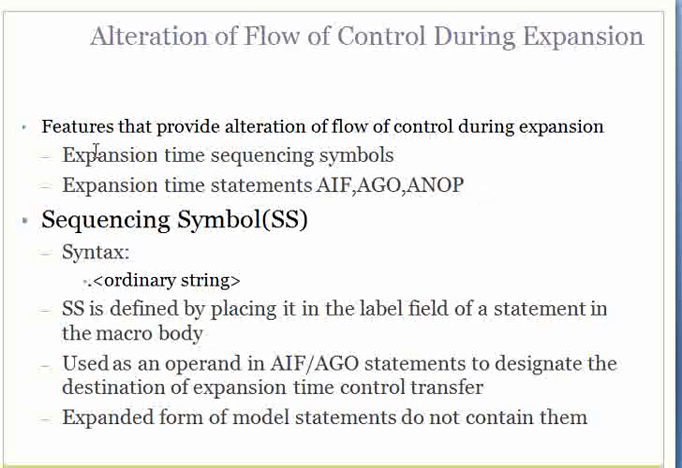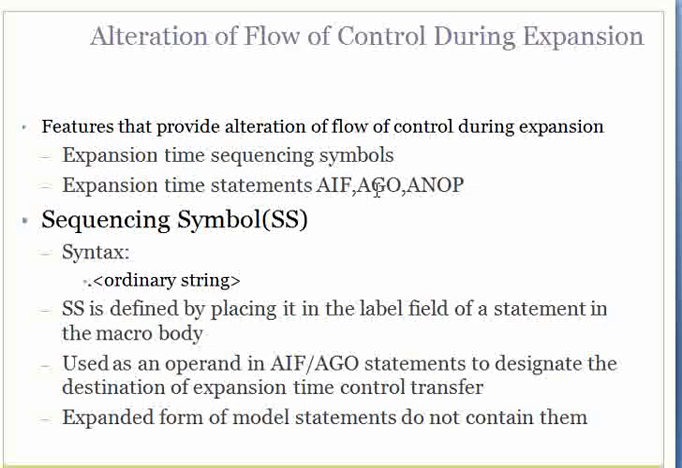Okay, so the features that provide alteration of flow of control during expansion are: the first one is expansion time sequencing symbols. So you could have sequencing symbols to do this expansion. And you have expansion time statements like AIF, which is similar to an if statement in C; AGO, which is similar to a goto statement. That's an unconditional branching.